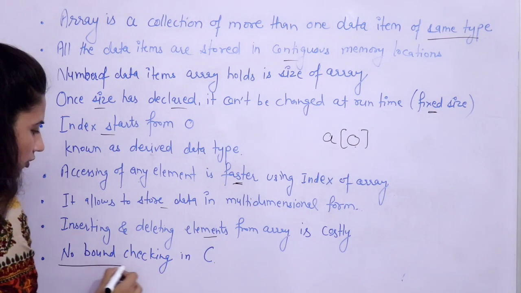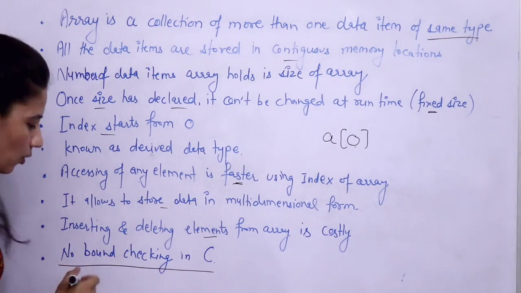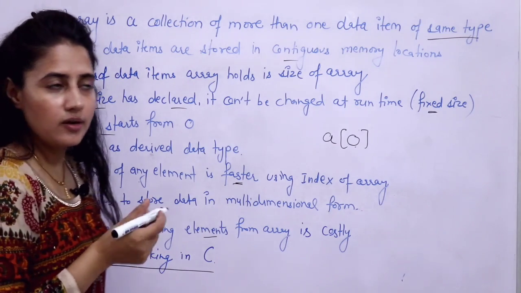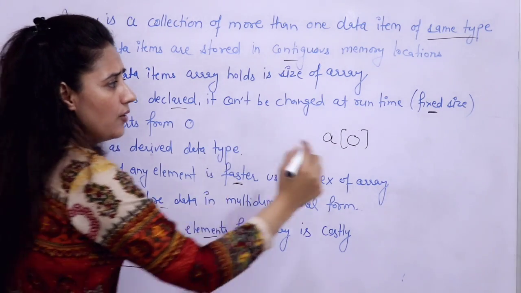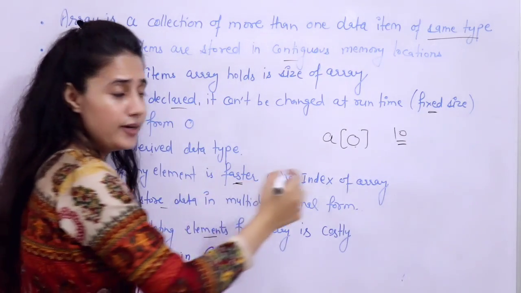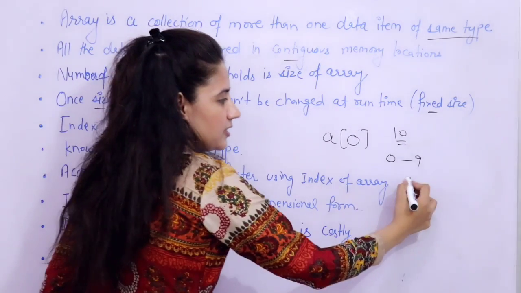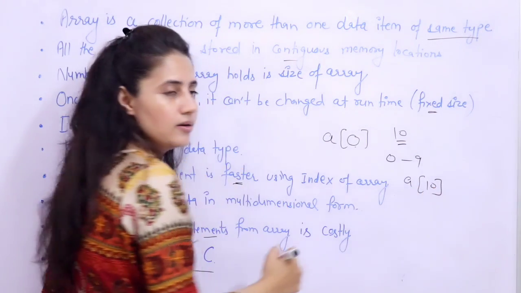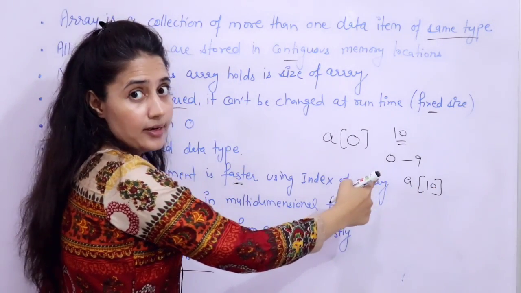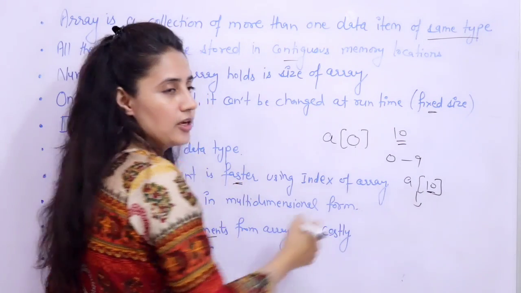Here one point is: no bound checking in arrays in C. Now what does this mean? This is a drawback. Suppose you have declared an array of size 10. So the index would be from 0 to 9. But if you want to access a of 10, then it should give an error, right? Because there is no index 10, but it will give a garbage value.